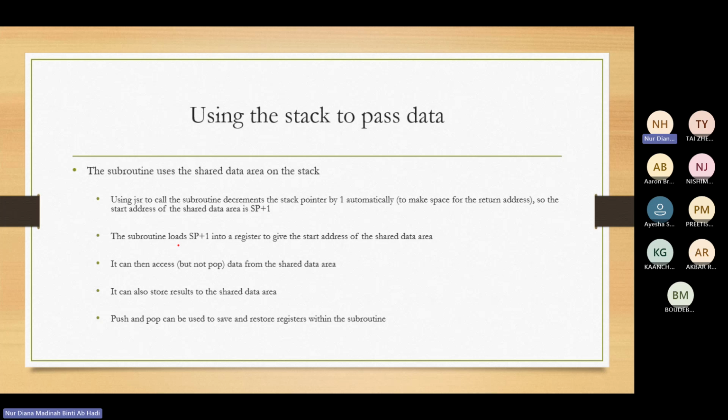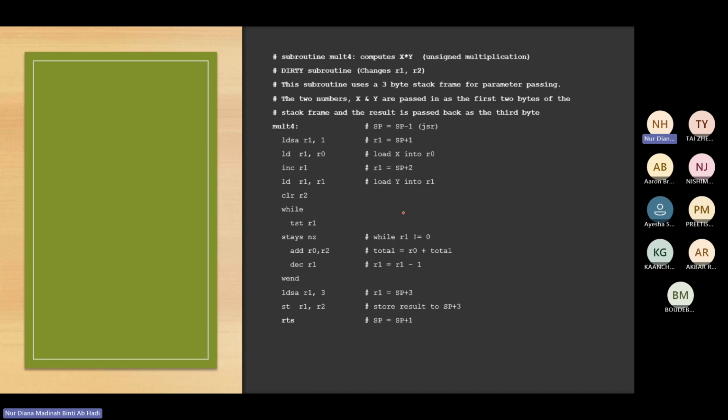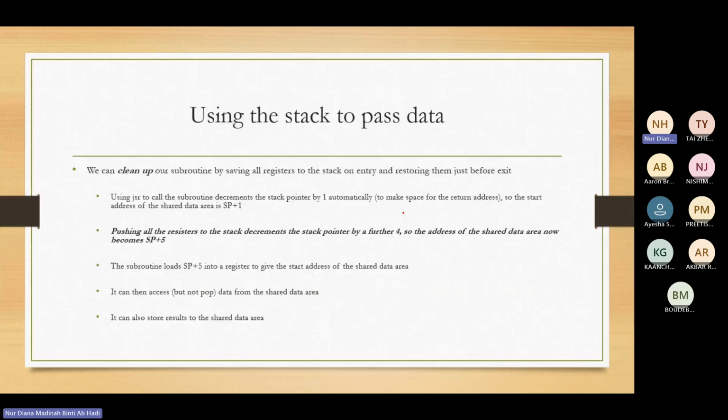So the subroutine will load your SP plus 1 into your register to give the start address of your shared data area. Then it accesses the data from the shared data area. It can also store your results to this shared data area. Push and pop can be used to save and restore your registers within your subroutines. Okay, so this would be the example of the algorithm. So this would be your code.